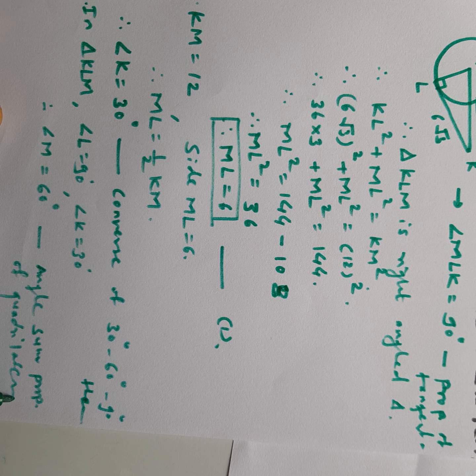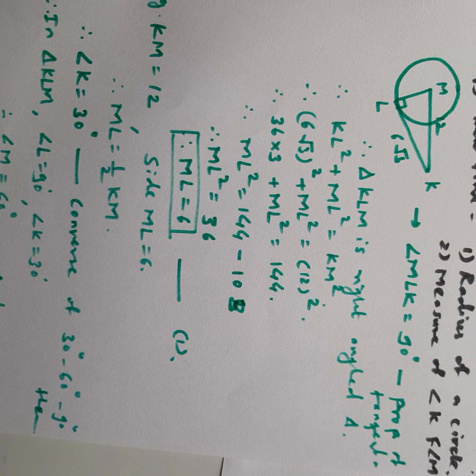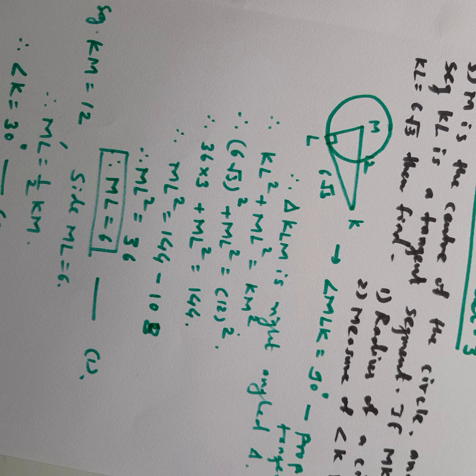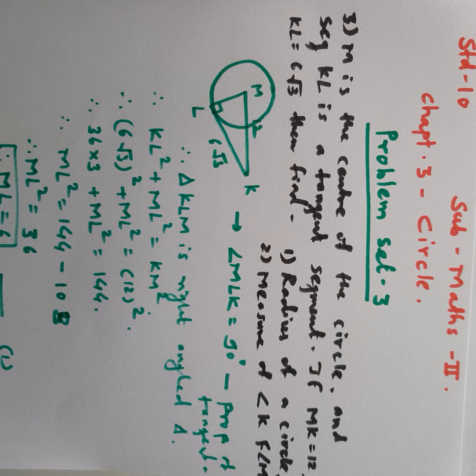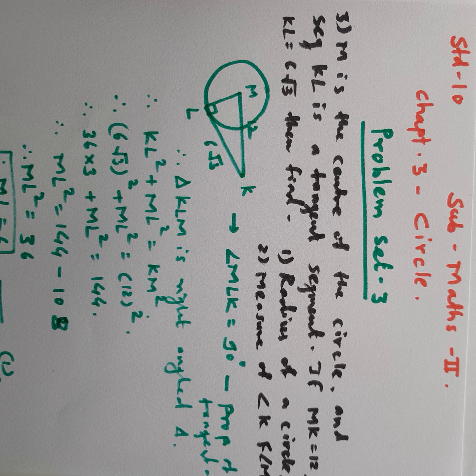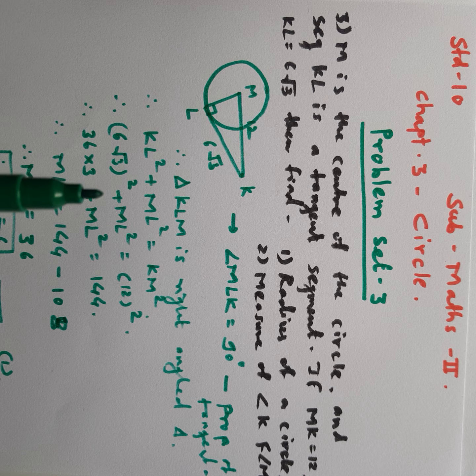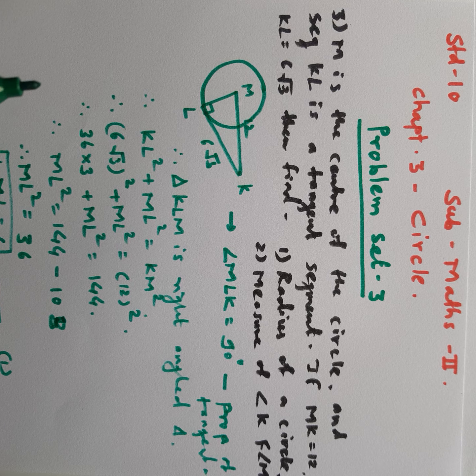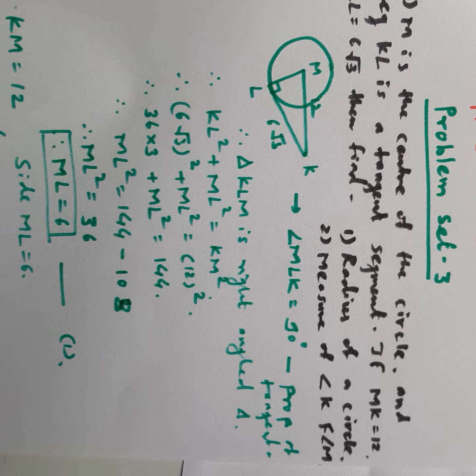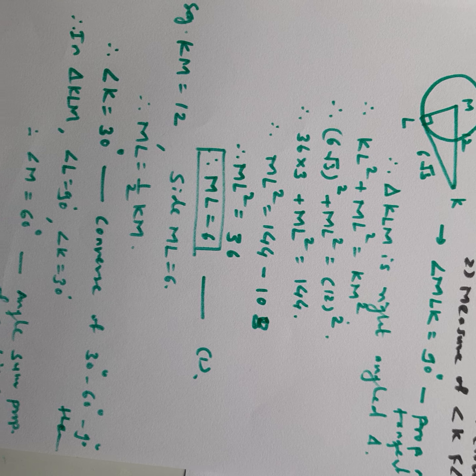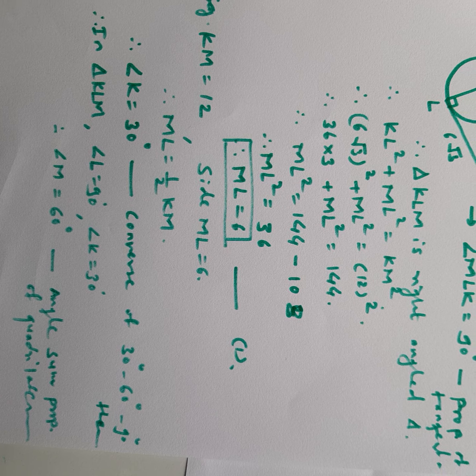In this way we can find the remaining sides of the triangle. We have seen here all MCQ type examples from problem set 3, and the second and third examples from problem set 3. The next examples we will see in the next lecture.